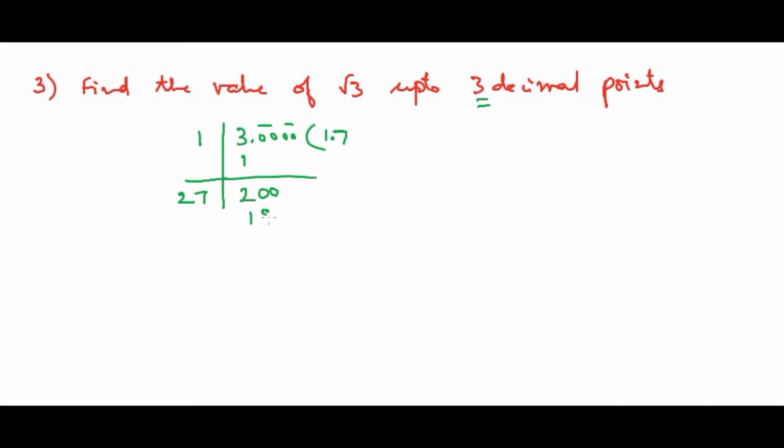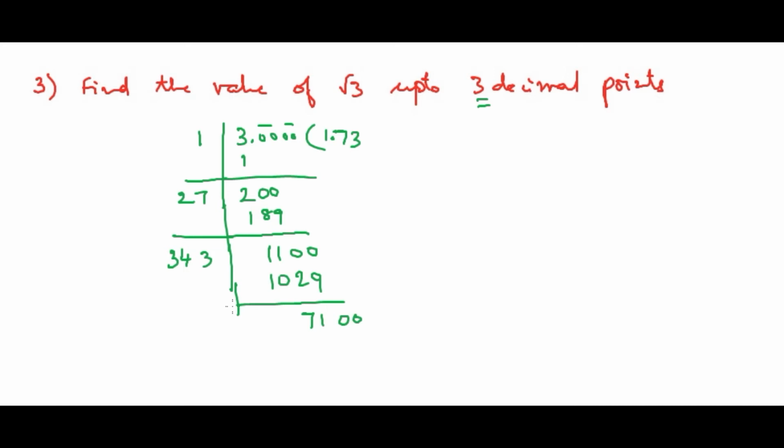So its value is 189. So the remainder is 11. Again I need to bring 2 zeros. Now I need to take twice of this quotient. So 17 2s are 34, and it will go with 3. So its value is 1029. So it will be 71, and let me bring two zeros here.